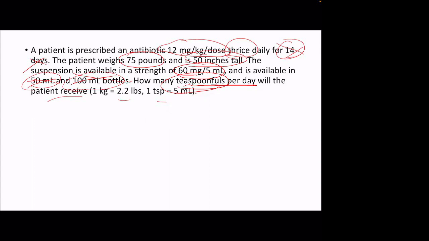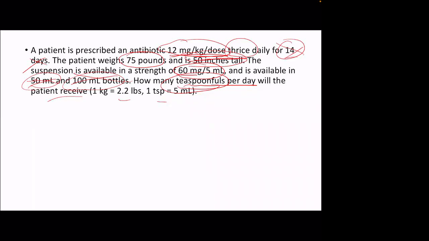And also, we notice in our first sentence, we've got this 12 milligrams per kilogram per dose. So the antibiotic strength is just based off their weight. So the height isn't going to be important here. Sometimes height will be important because other medicines might be based off of a body's surface area or those kinds of things. In this case, it's just based off of their weight. So the 50 inches isn't as important here.